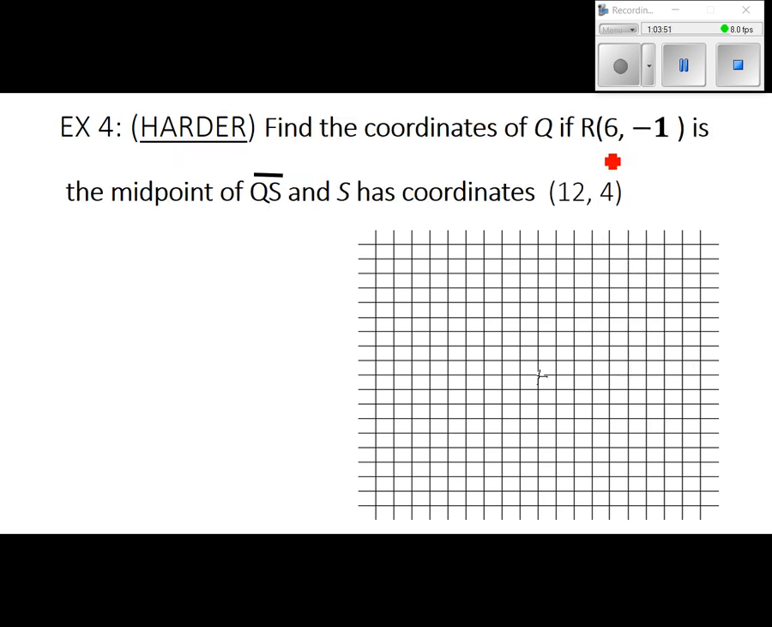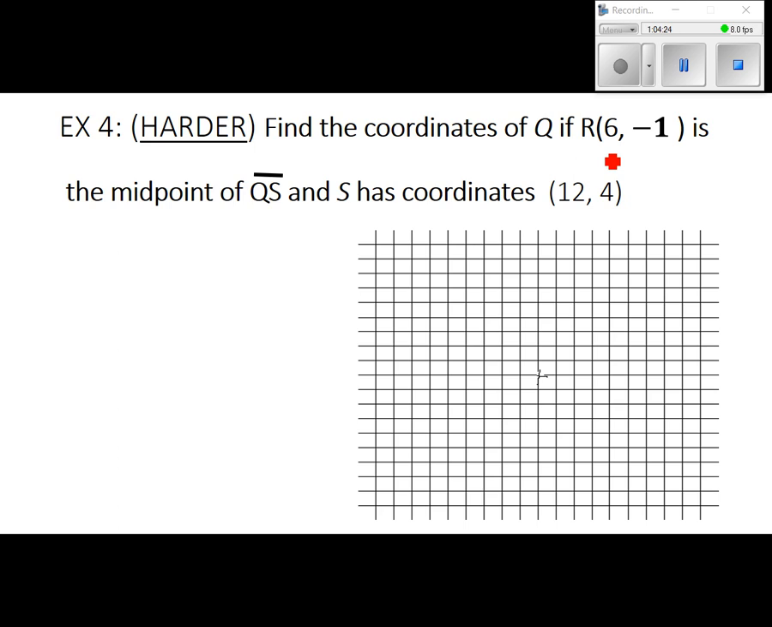We're gonna skip this one. This one's a little harder. Find this one on your notes. I think it's like the very last one, maybe. It says, find the coordinates of Q if R is 6, -1, and the midpoint of segment QS, and S has coordinates of 12, 4.